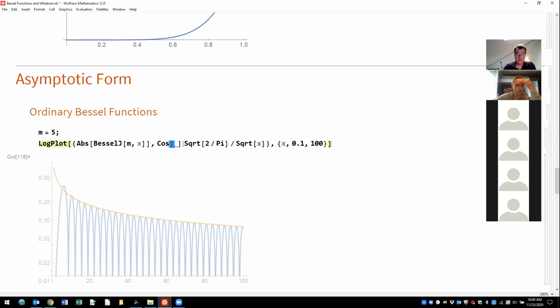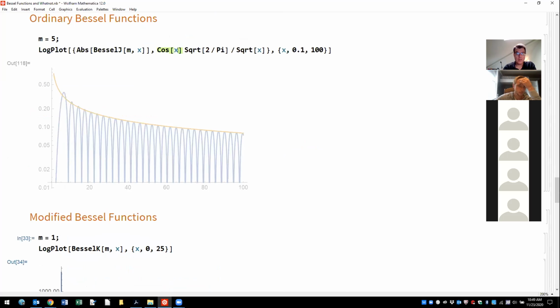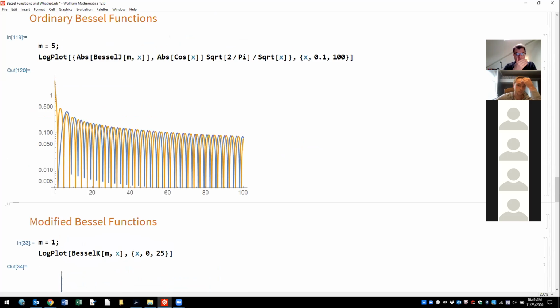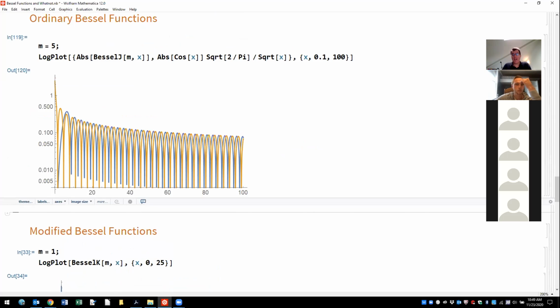And if I wanted to be really precise, whenever you plot something on a log scale, you have to take the absolute value because of the minus sign. You can't take the logarithm of a negative quantity. They really decay as cosine of x over square root of x times some constants. Right? And there's a phase shift in there. But the important thing is to know that asymptotic form.